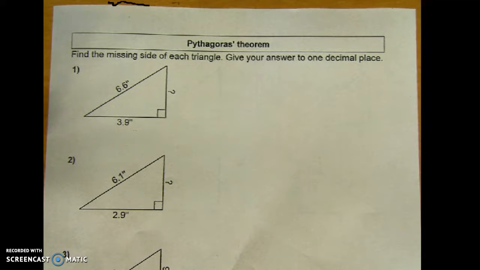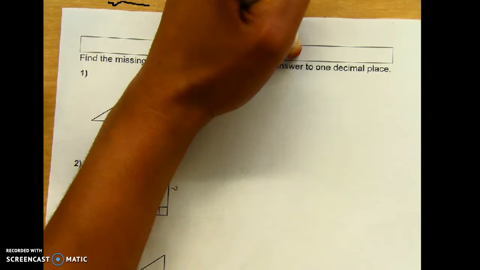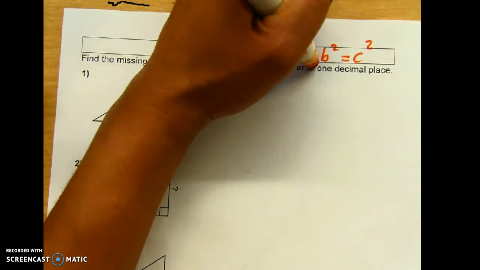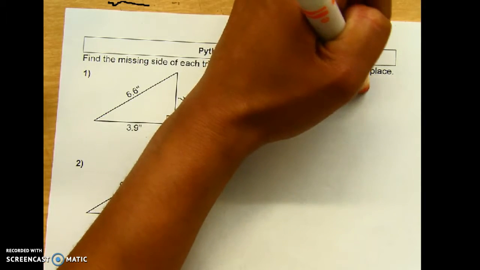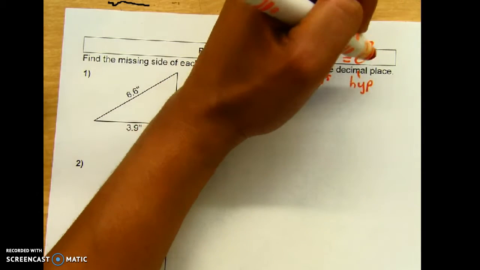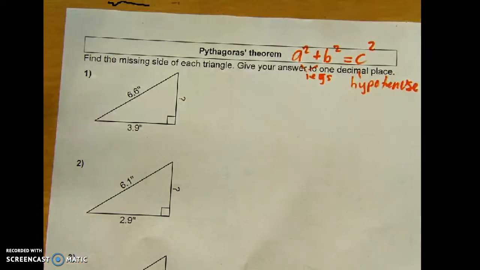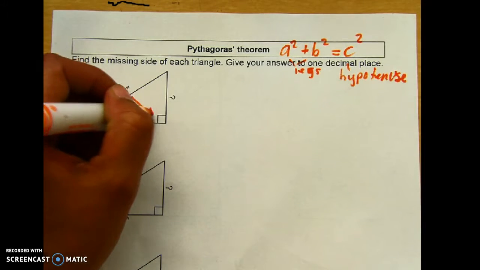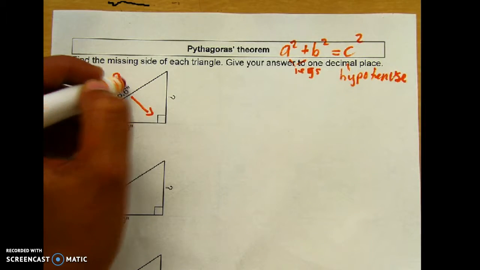Hey class, this is going to be on your homework problem number 1, and we're using the Pythagorean theorem. Again, it's a squared plus b squared equals c squared, where a and b are our legs and c is our hypotenuse. In the previous ones we were finding c, which is across from our 90-degree angle, and it's our longest side.